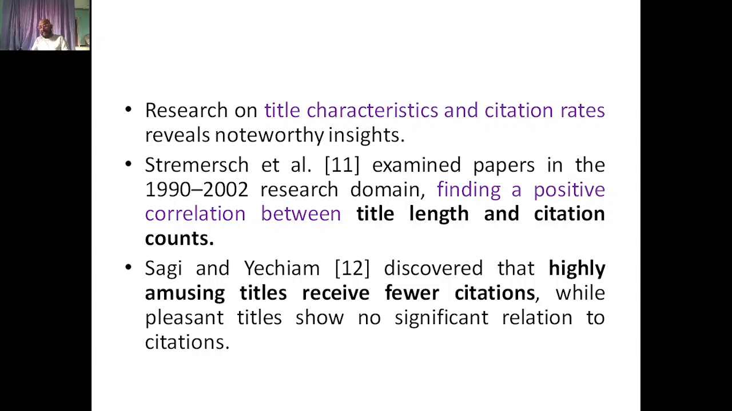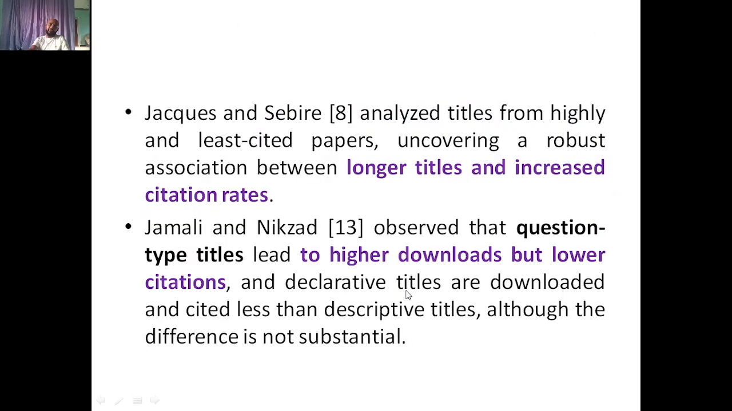They discovered that highly amusing titles receive fewer citations. If the titles are highly amusing, with no relevance and all, they will get very few citations, while pleasant titles show no significant relation to the citation. Even if very pleasant titles are there, they do not have much significant relation to the citation. So it should not be too much beyond this. Attractiveness should not be so much that it feels amusing, nor should it be so dull.